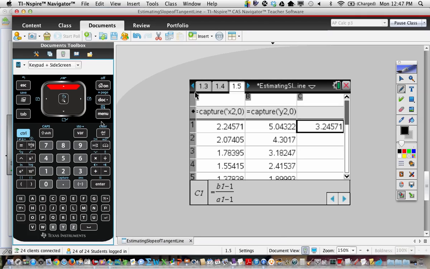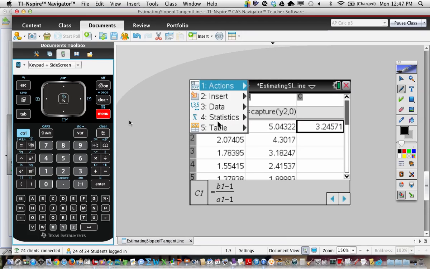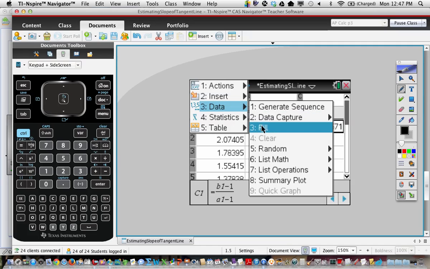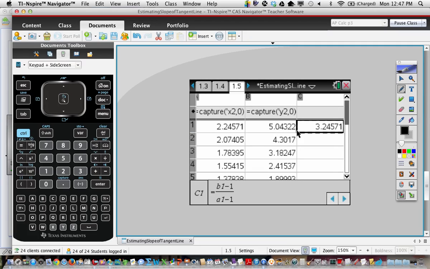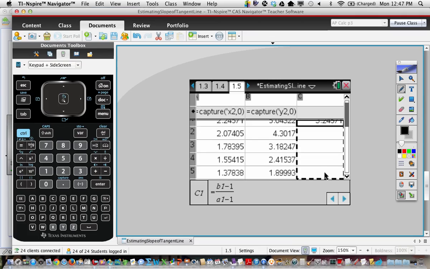So we go to menu. Make sure you're highlighting C1. Okay, go to menu, data, fill, and then when we move our cursor over the C1, we can start moving down. And we're going to tell it which columns we want to fill. Now mine only goes to 7. You've got to be careful because it's going to go a little fast.